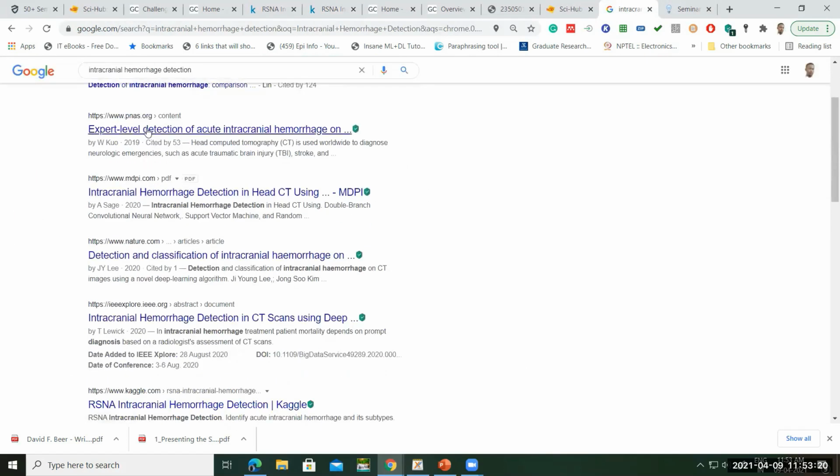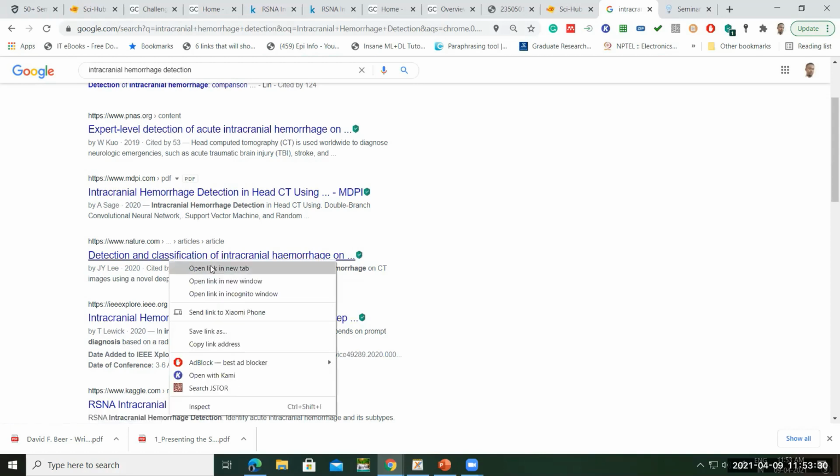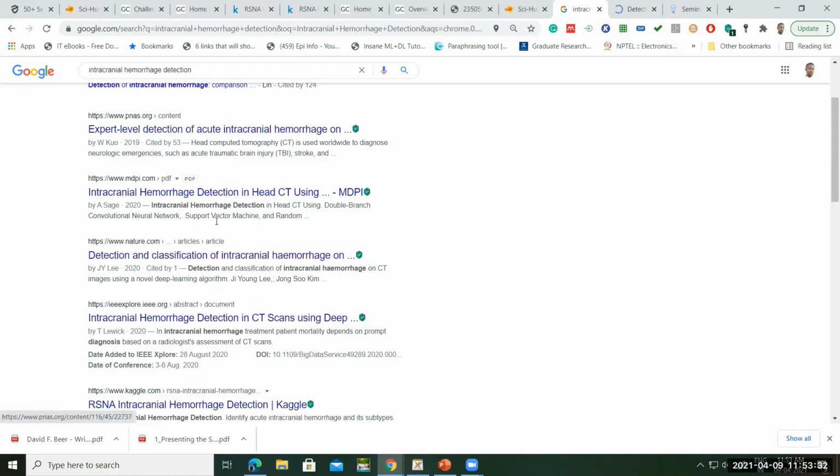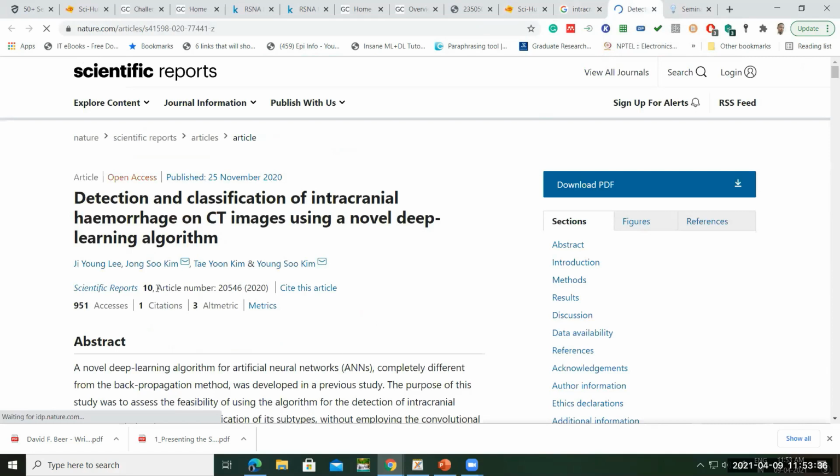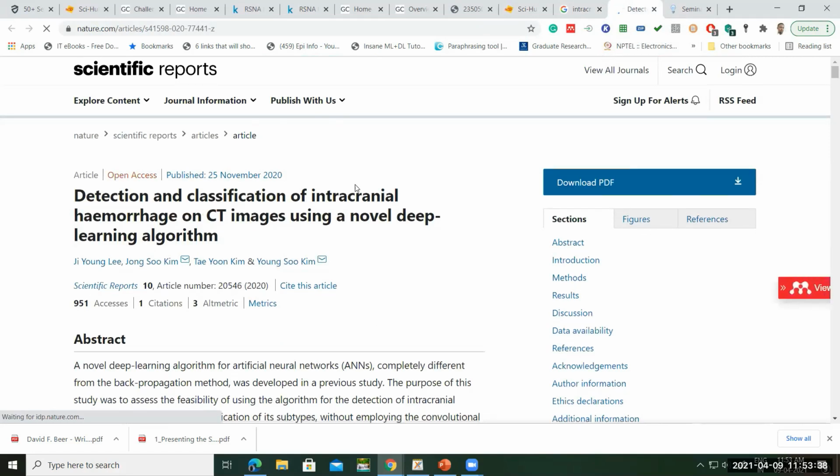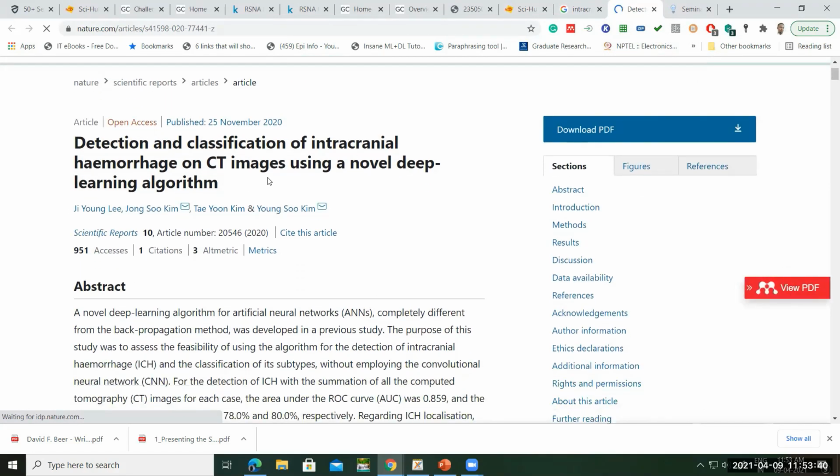Now you can see one paper here, expert level detection of acute intracranial hemorrhage, right? So detection and classification of intracranial hemorrhage, and these are all 2020 papers. Can you see that? One is already cited by 53, and even 2021 papers are there. So you get here now, and this is it: detection and classification of intracranial hemorrhage on CT images using a novel deep learning algorithm.